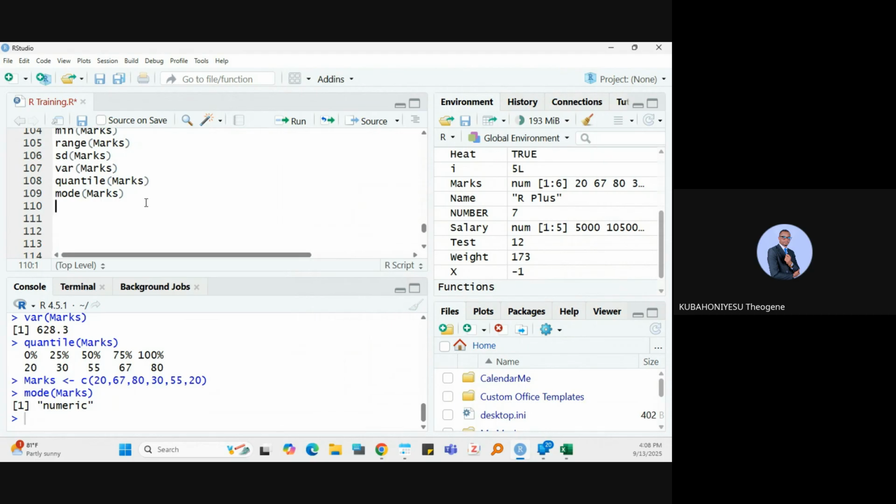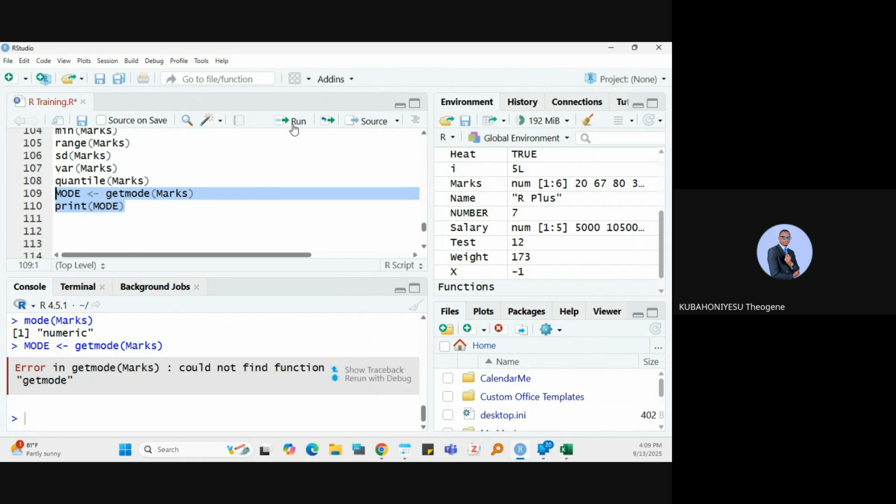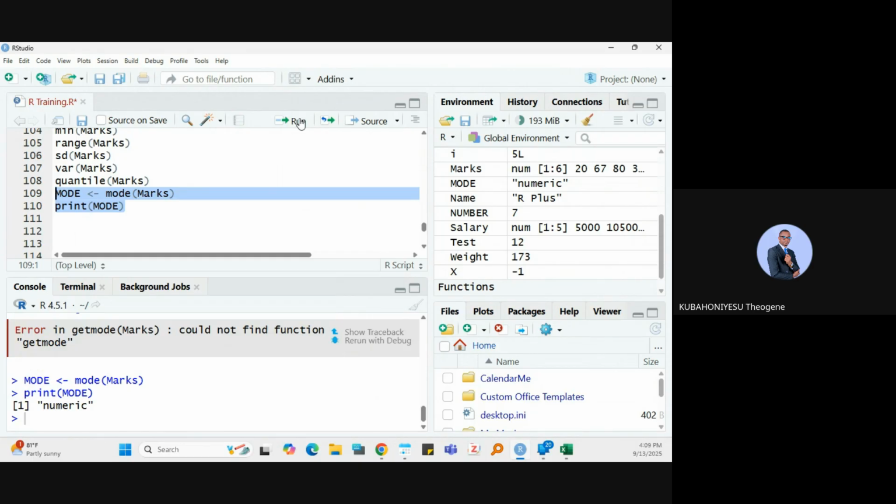So maybe we create the mode of marks, and then we get the mode of marks. And now this is good for you. Then we launch the mode and say, oh no, get mode.